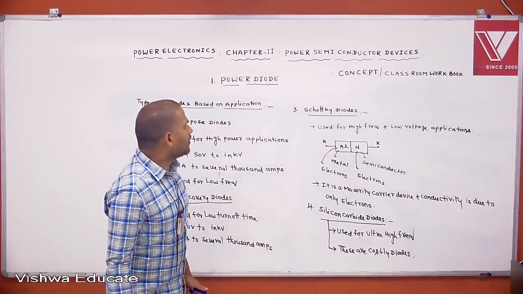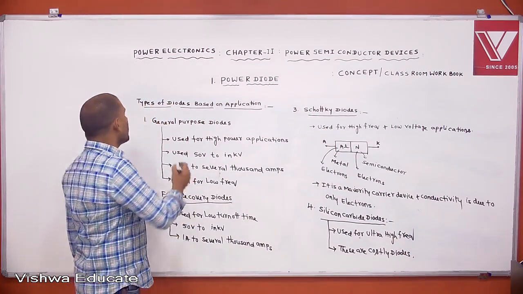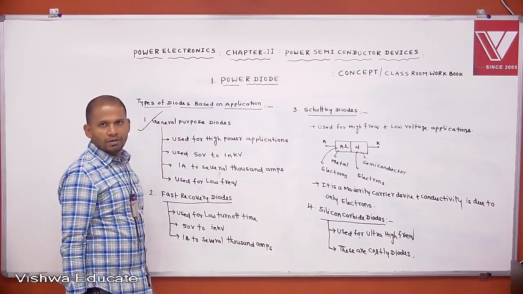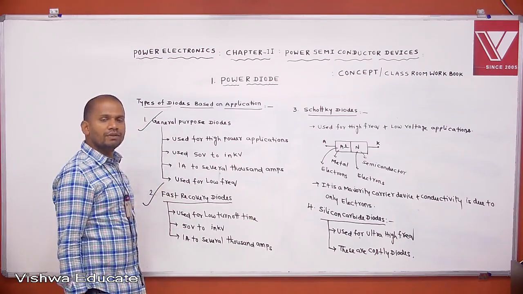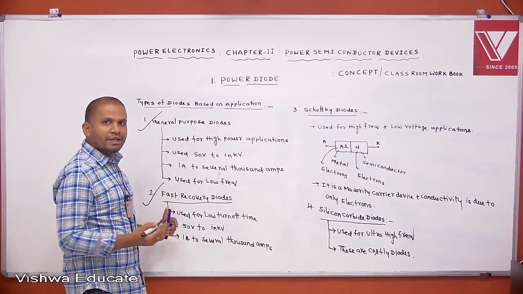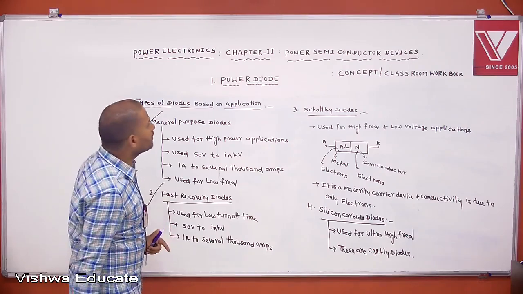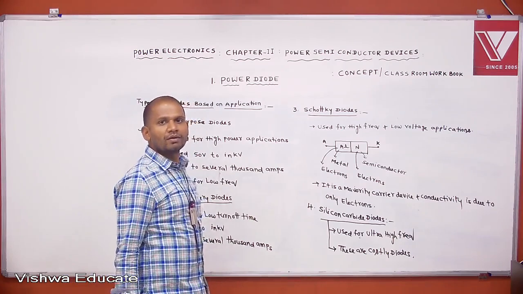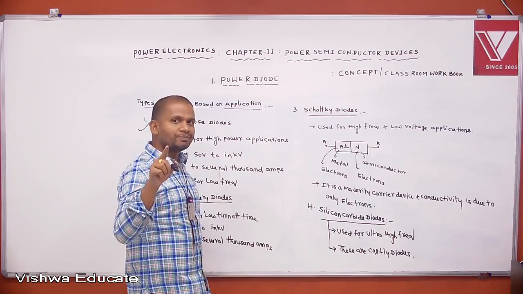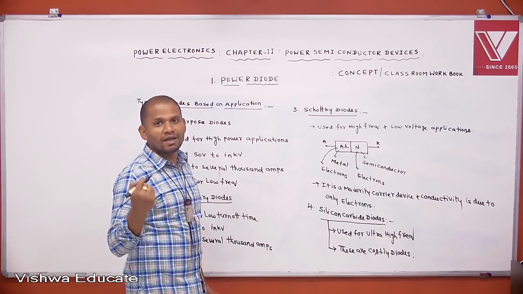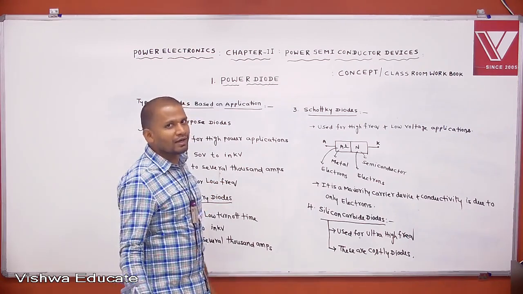Yes, these are the points you should remember with respect to types of diodes based on application. General purpose diodes are mainly implemented for high power applications. Fast recovery diodes are also implemented with a range nearly similar to general purpose diodes, but having a low turn-off time. That is a special feature. But Schottky diodes are implemented for high frequency applications, but the voltage and current ranges are less in the case of Schottky diodes. They cannot be used for high voltage and high current applications.